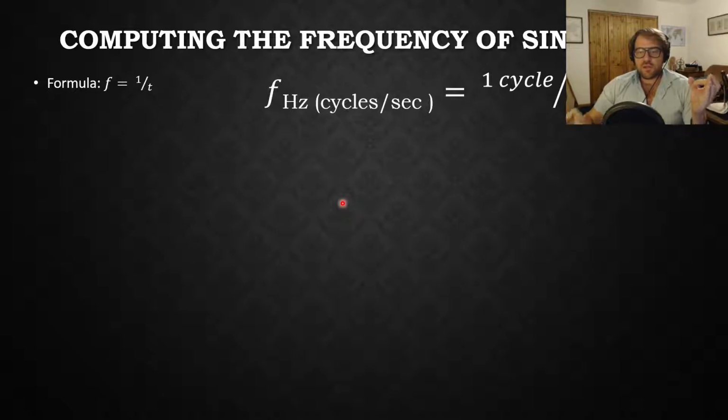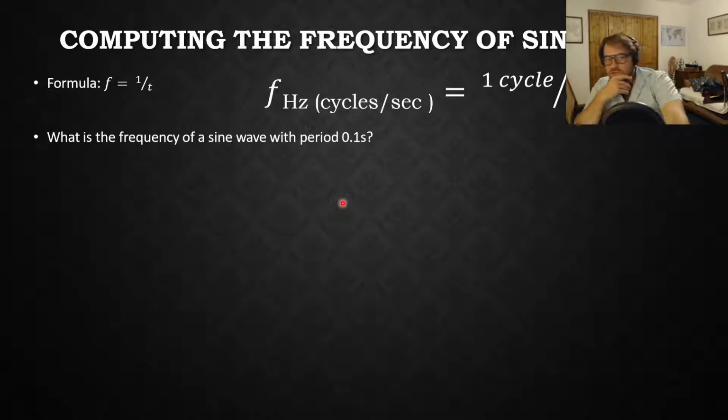And so when we look at this formula, 1 over time, 1 over period, 1 is really standing there for 1 cycle. And t is the period of 1 cycle, the time it takes to do 1 cycle, in seconds. So if you think about it like this, frequency equals 1 cycle divided by t seconds. So then you have cycles per second. Frequency is cycles per second. Hertz is cycles per second. So it works out.